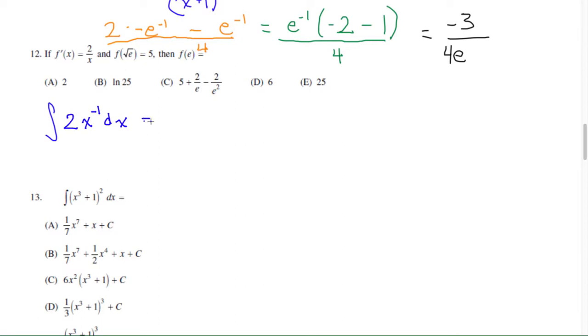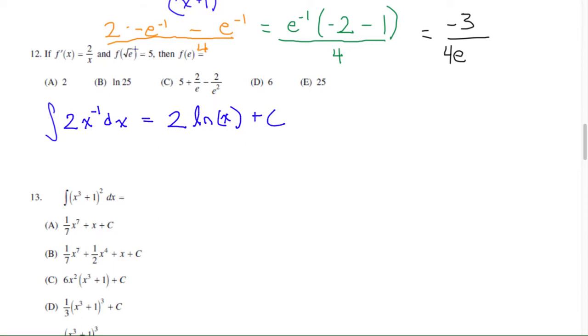All right, that is going to be what? So it's going to be 2. Does anyone know the rule for x to the negative 1, or should I show you why it doesn't work? It's going to divide by 0, exactly. When you divide by 0, think of natural log of x. All right. And by the way, this is plus c.